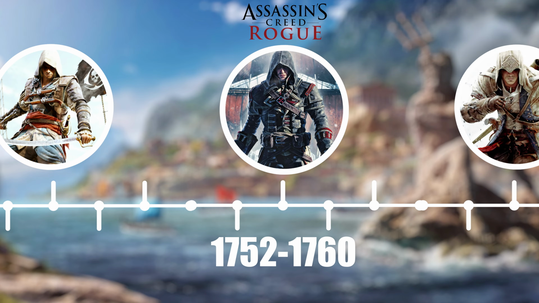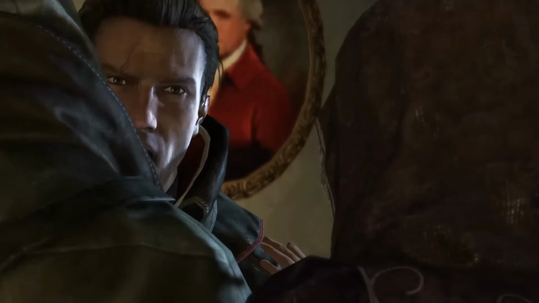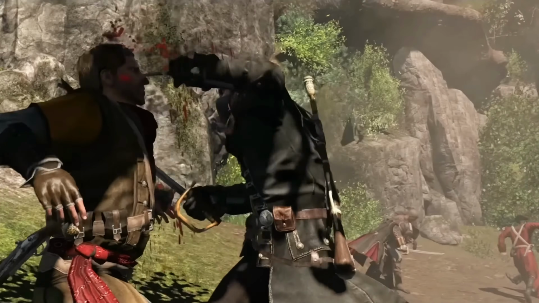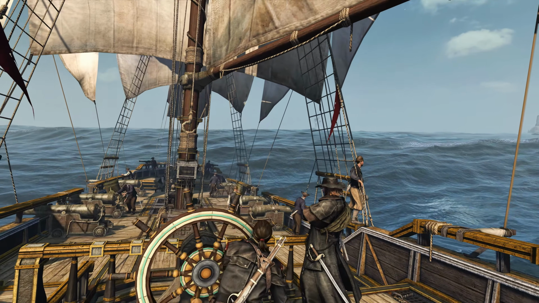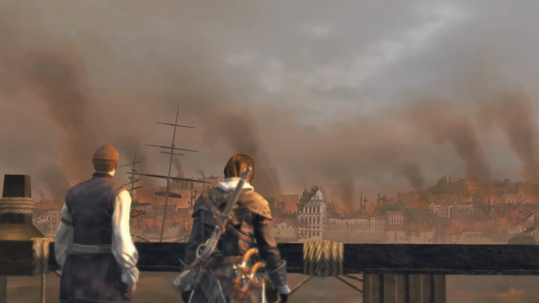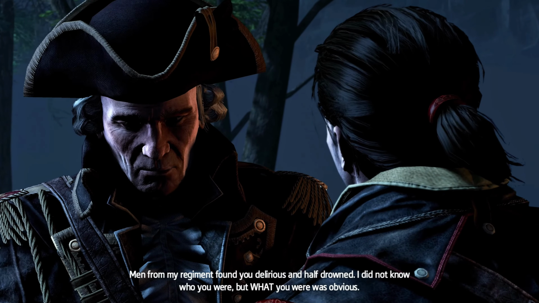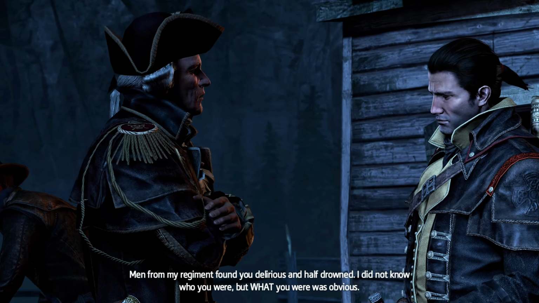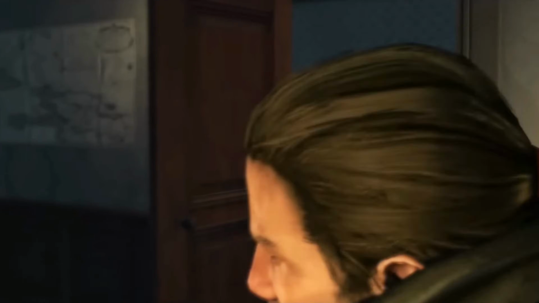Next in the timeline is Assassin's Creed Rogue, set between 1752 and 1760, a unique entry in the franchise that flips the script and lets us experience the story from the Templar perspective. Here, we play as Shay Patrick Cormac, a young assassin who begins to question the Brotherhood's methods after a mission goes horribly wrong, resulting in the destruction of an entire city. Haunted by guilt and disillusioned with the assassin's blind pursuit of power, Shay defects and joins the Templars, becoming one of their most skilled agents.